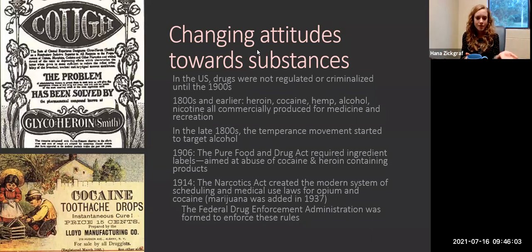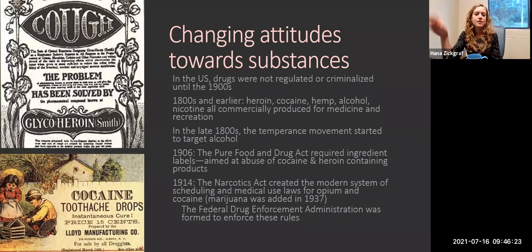So medications containing heroin were used for pain relief, like these toothache drops, and medicines containing cocaine were used also for pain relief, for stimulation, and for things like cough suppression, because stimulants can temporarily suppress coughs when you have a cold.